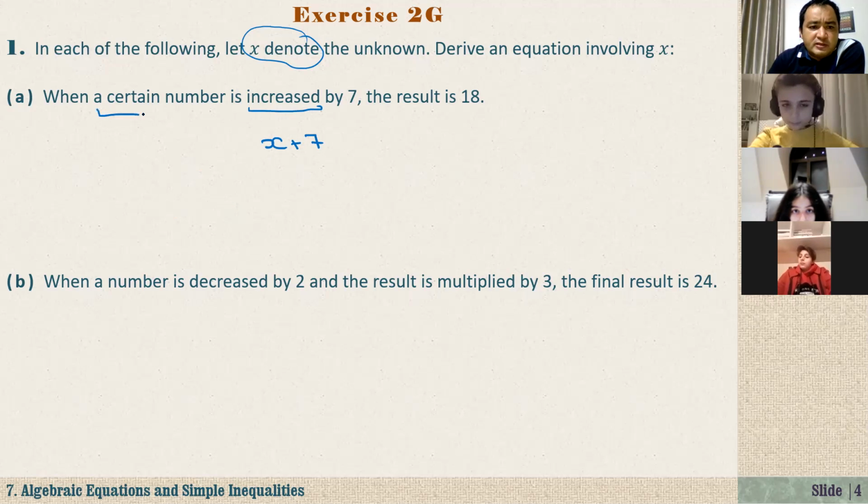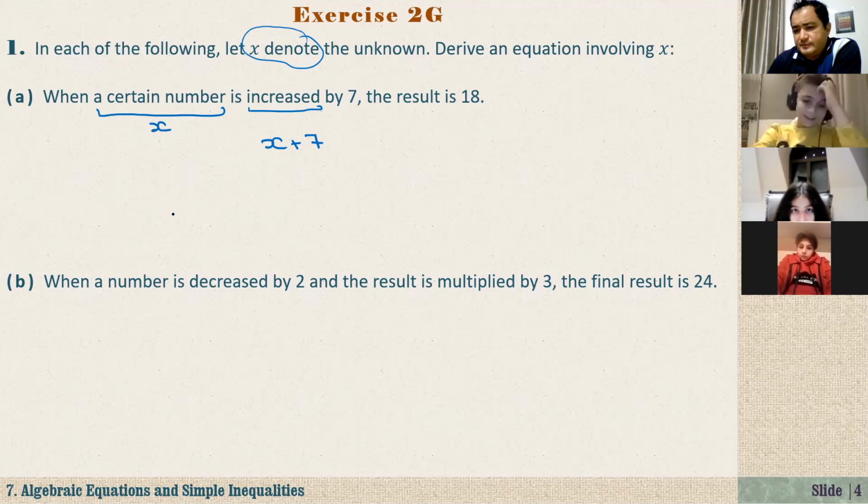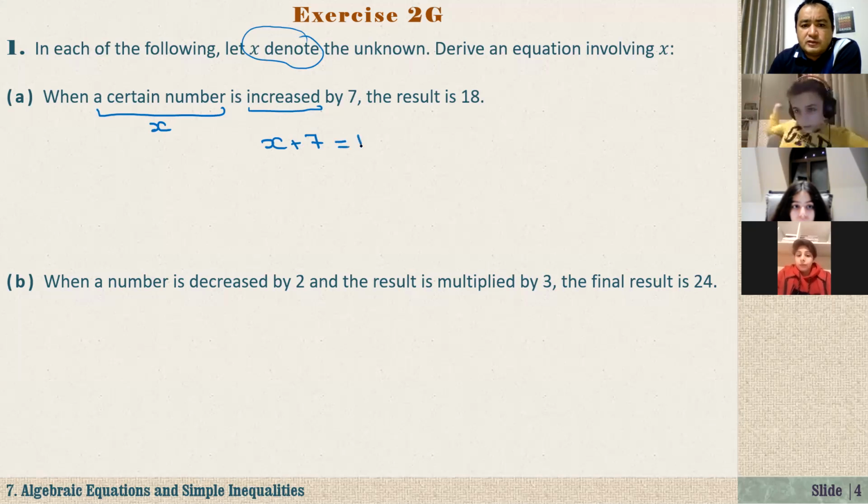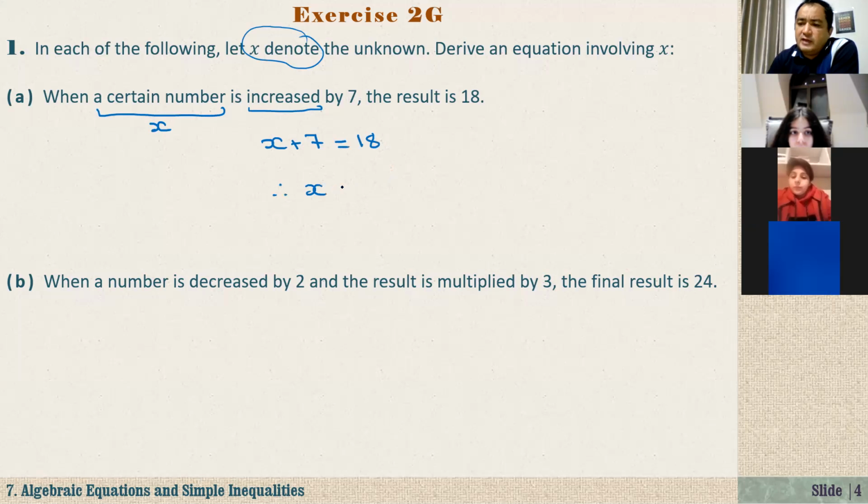Because it says a certain number. Do we know the certain number? I don't know. So let's denote that certain number by x. It says a certain number that is unknown. We are looking for that number. That's why it says let x denote the unknown and derive an equation involving x. So that certain number, let's say this x, when we increase this number by 7, the result is 18. So that is x plus 7 is equal to 18. Now, if you solve this equation, what is x? x is equal to 11. So if you increase 11 by 7, the result will be 18.